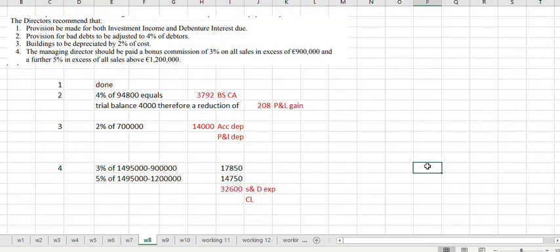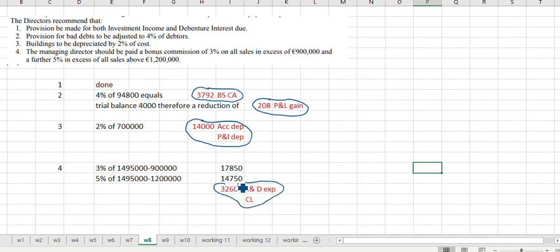Okay, so those are the figures we are going to use in this. We have 3,792 we're going to take away from debtors. We have 208, which was the reduction, which is an income or a gain. We have 14,000 depreciation on buildings, and we have 32,600, which is our commission, selling and distribution expense, and a current liability. That's all of the notes dealt with.